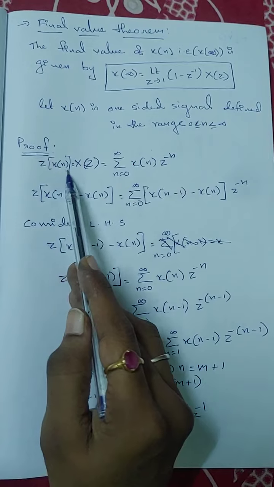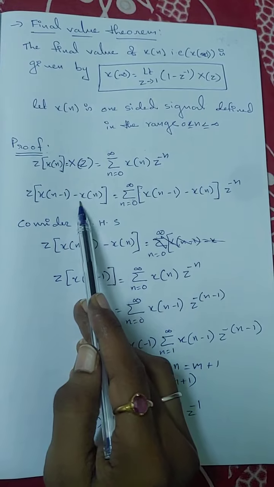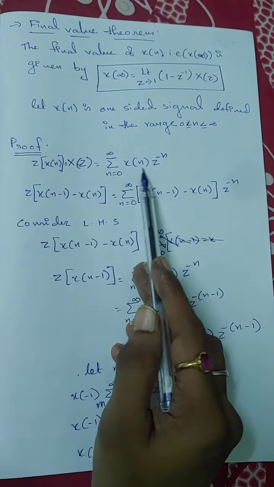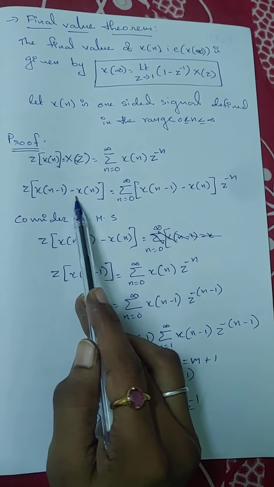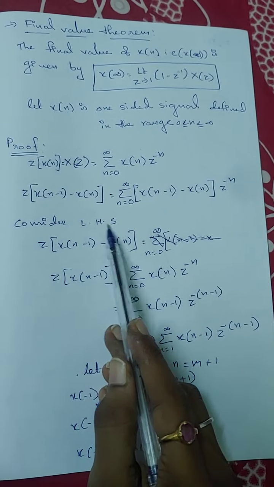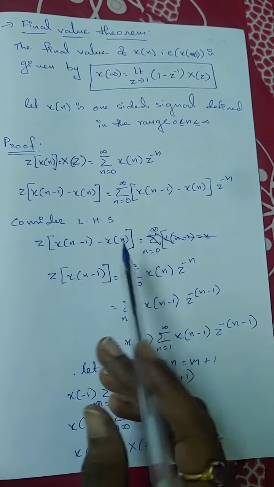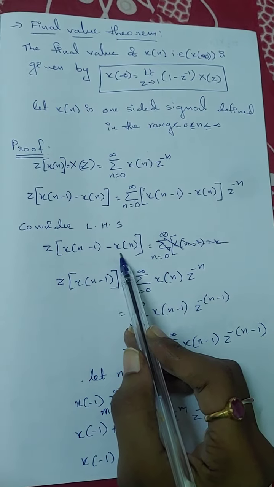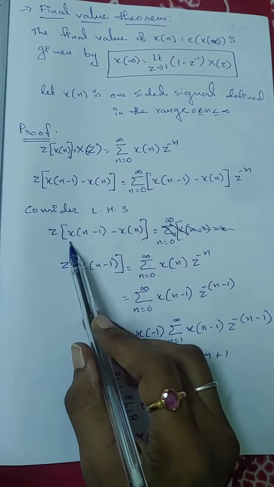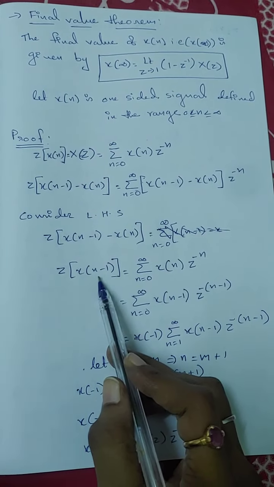Now in place of x of n, I am substituting x of n minus 1 minus x of n. So the Z transform of x of n minus 1 minus x of n is equal to what? Let us consider the LHS. Here the LHS is the Z transform of x of n minus 1 minus x of n. We know the Z transform of x of n is X of z, but we don't know the Z transform of x of n minus 1, so let us find the Z transform of x of n minus 1.